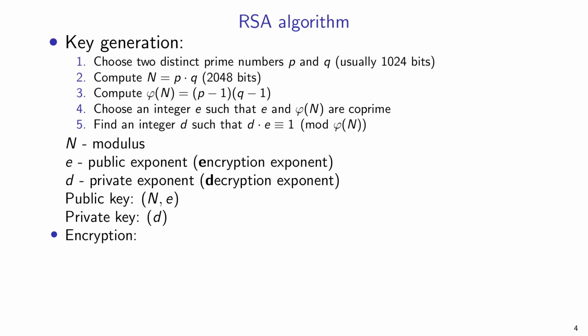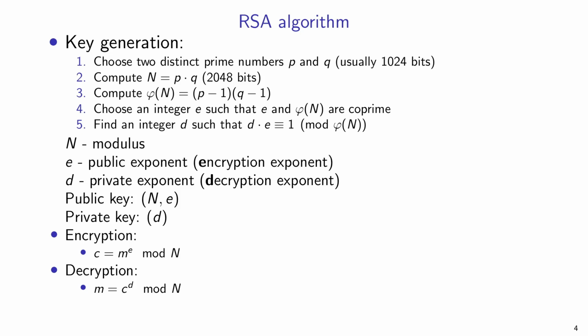Now, how do we encrypt? If key generation perhaps was not too trivial, then encryption and decryption in RSA is super simple. To encrypt, we take the message M and take it to the power of E, encryption exponent, modulo N. This will produce some integer C, our ciphertext. So the modulo operation here means that C will be the remainder after we divide M to the power of E by N. To decrypt, we take the ciphertext to the power of D, decryption exponent, modulo N, and we will get back the message M.